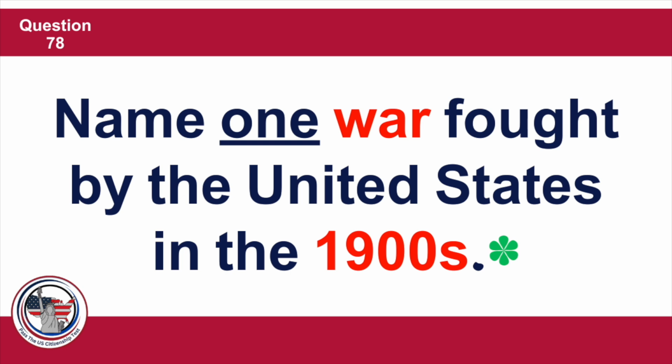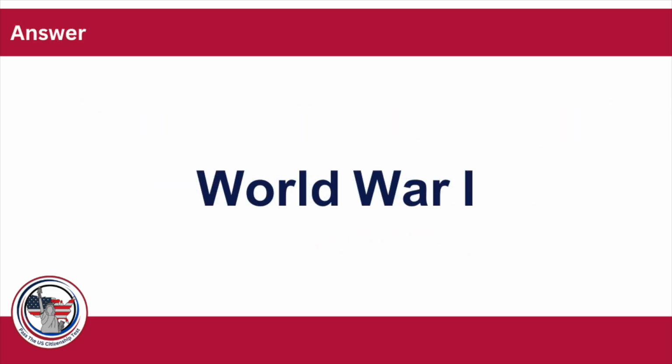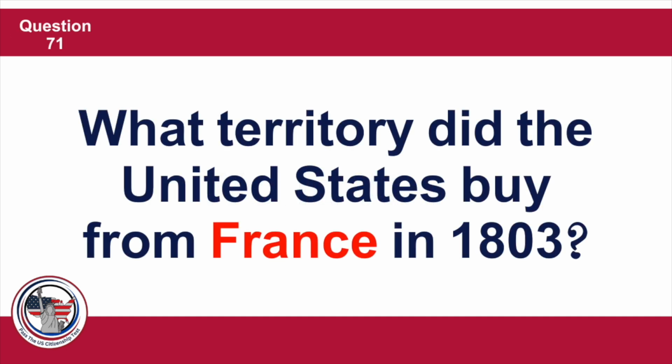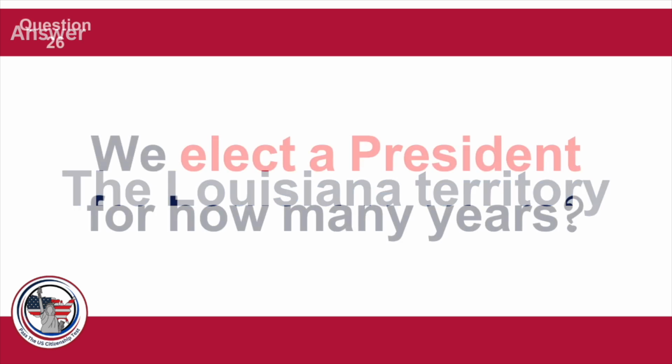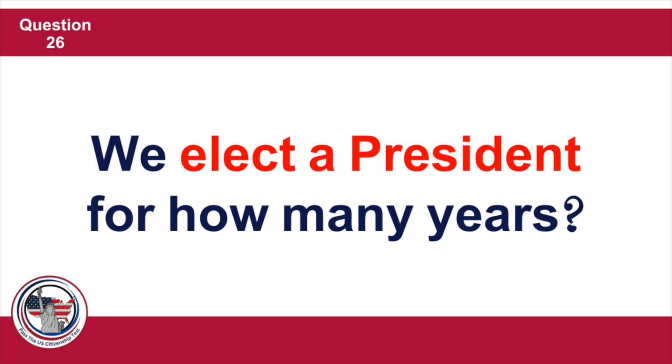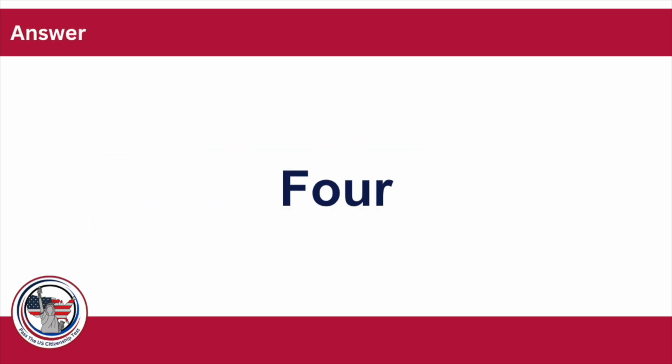Name one war fought by the United States in the 1900s. World War I. What territory did the United States buy from France in 1803? The Louisiana Territory. We elect a president for how many years? 4.